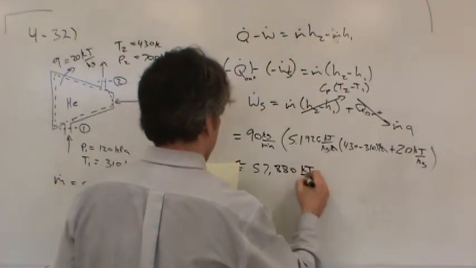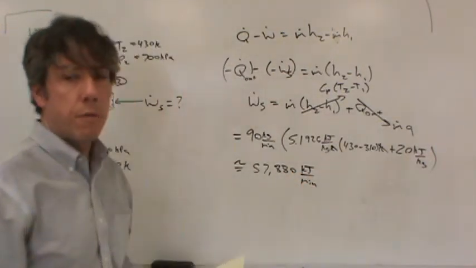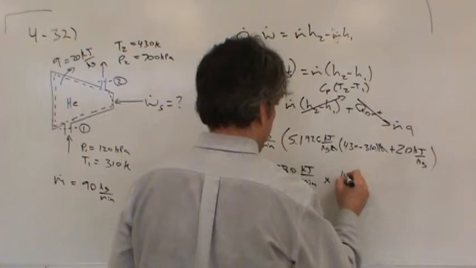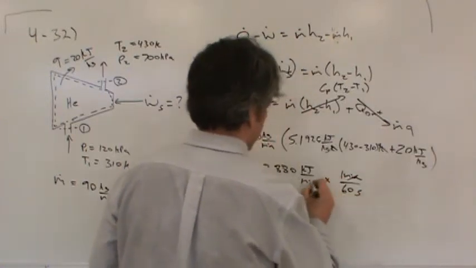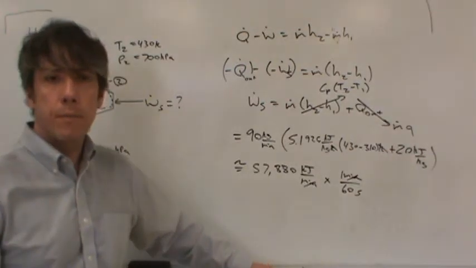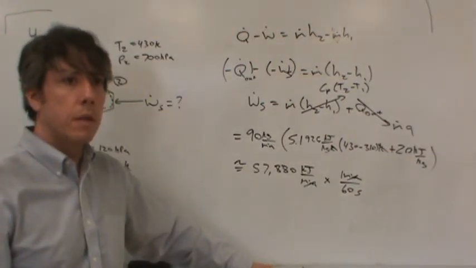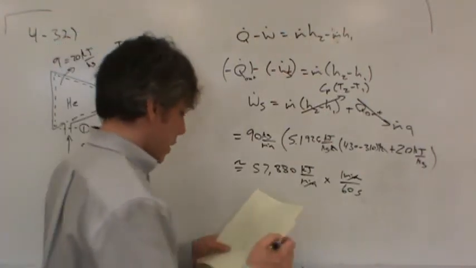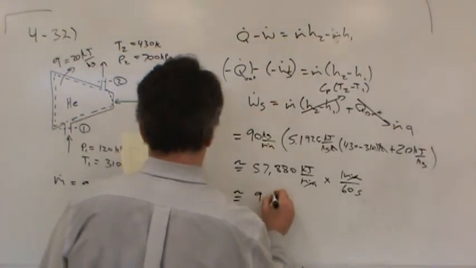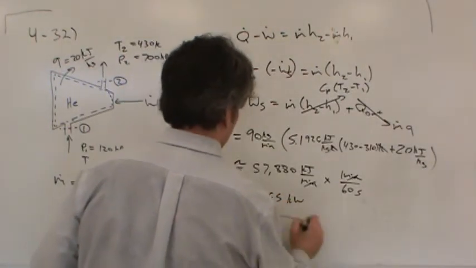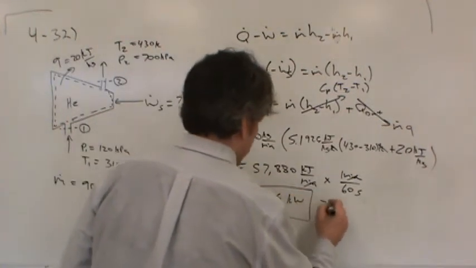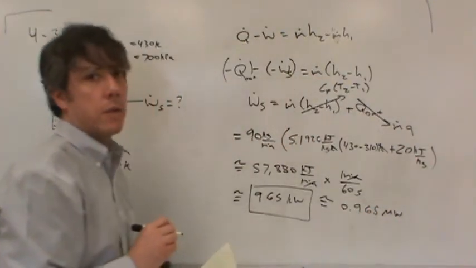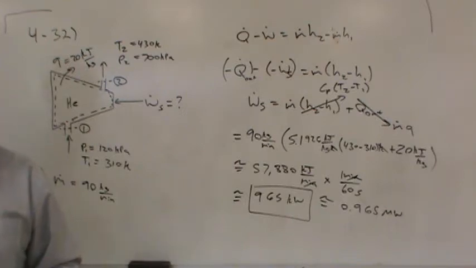57,880 kilojoules per minute. Now you probably don't have a real good feel for kilojoules, and you don't know if this is big or small. So let's find out. Well, let's see, there's 1 minute per 60 seconds. So what is a kilojoule per second? It's a kilowatt, right? Because a joule per second is a watt, so a kilojoule per second is a kilowatt. This comes out to a mere 965 kilowatts. Now, to put that in perspective, it's exactly 0.965 megawatts. Power plants are measured in megawatts, okay?